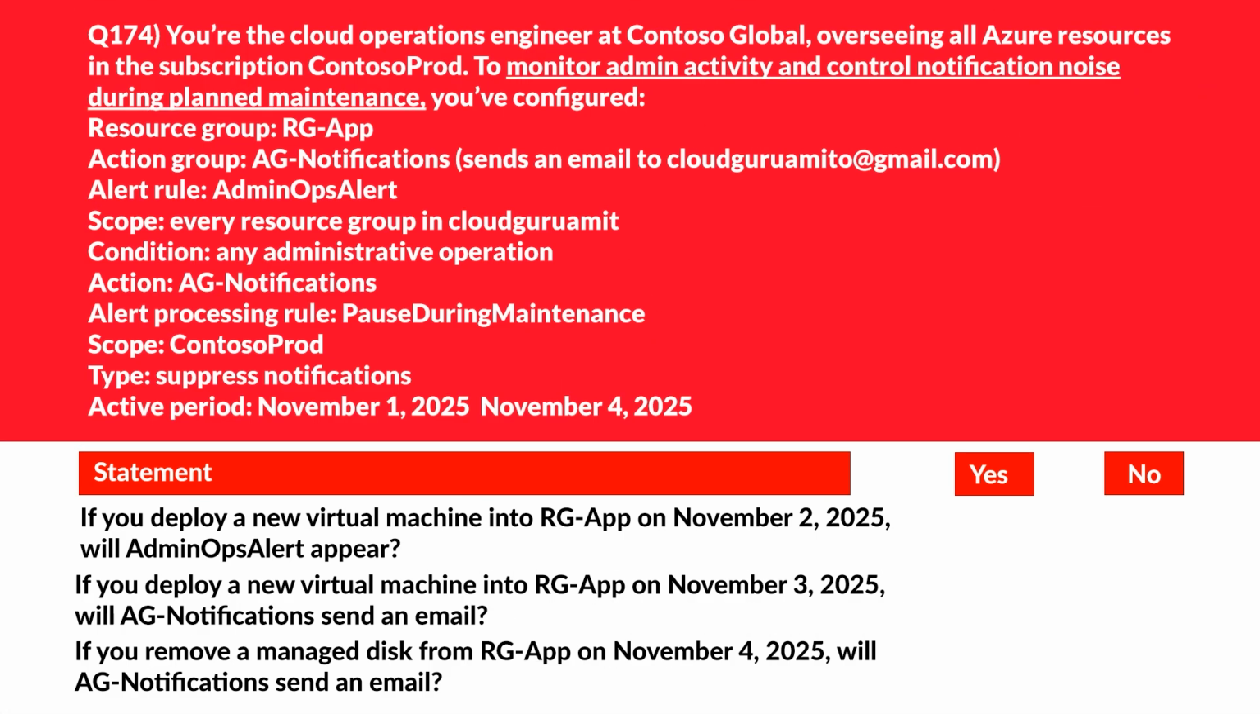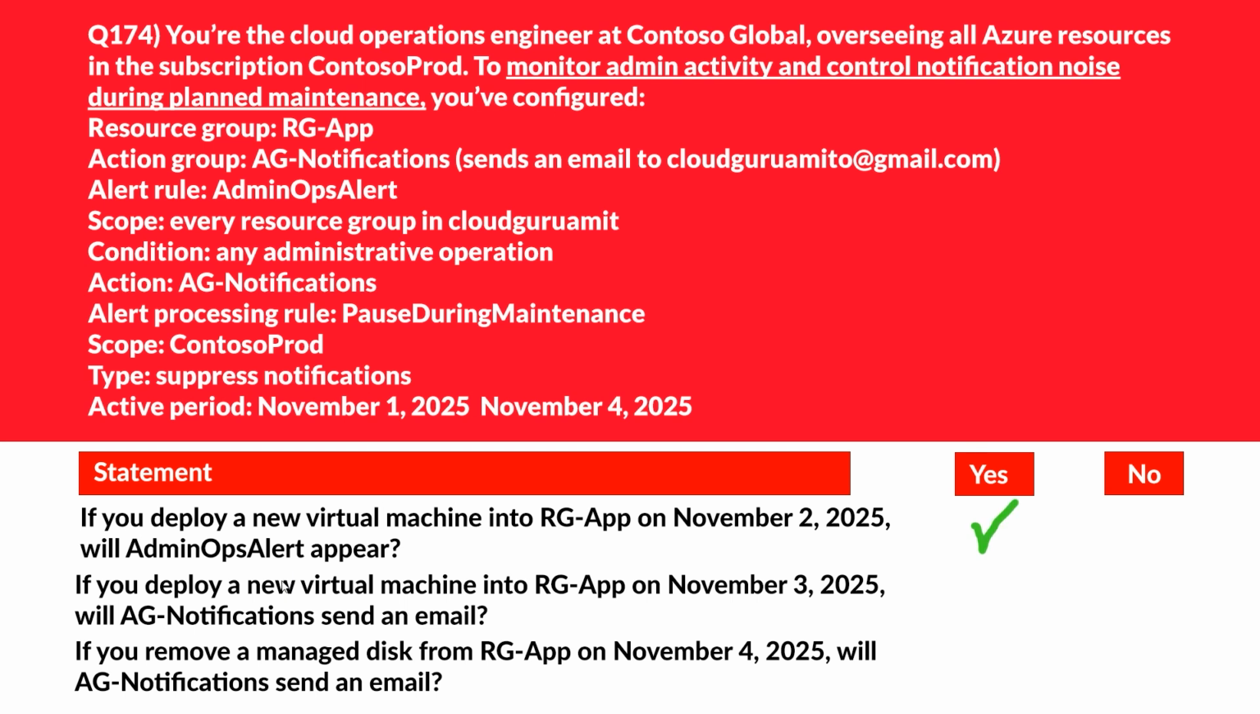Alright, now let's look at this question. So statement 1 says if you deploy a new virtual machine into RG app on November 2, 2025, will admin ops alert appear? The alert processing rule only affects the delivery of notifications, not the visibility or existence of the alert rule itself. Therefore, the answer is yes.